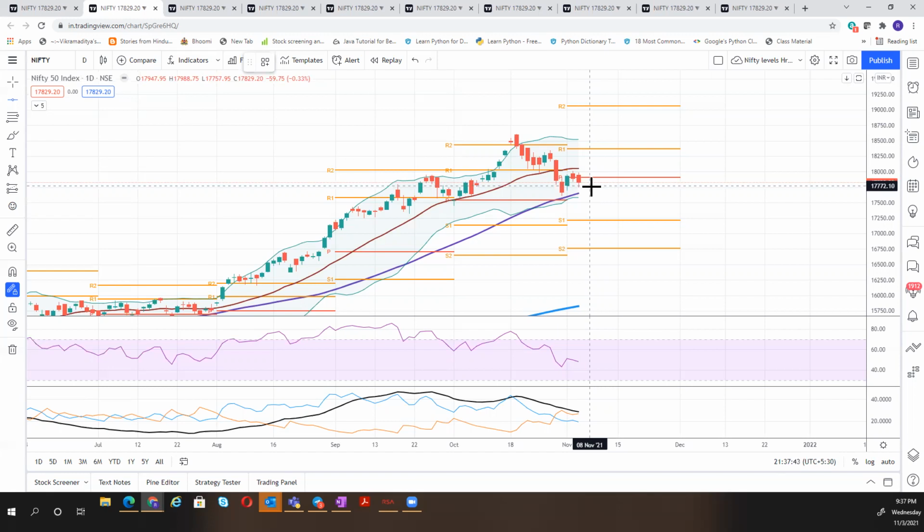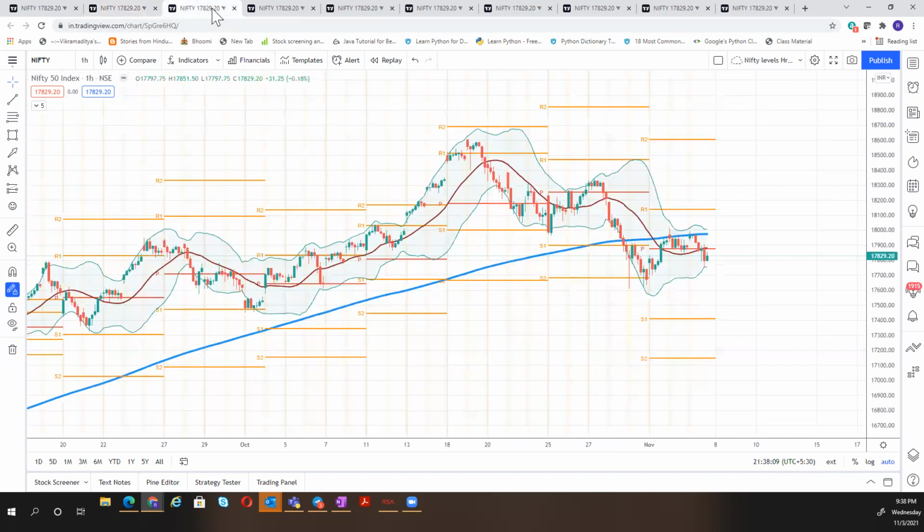All right, so basically what it means is 17,775 is nothing but today's low. Approximately that range, if today's low is taken out, then we can anticipate further downtrend, probably till this 50-day moving average, which is 17,652, and then 17,580s. Remember these levels. Now quickly go to hourly, we are below central pivot, below 200 moving average.